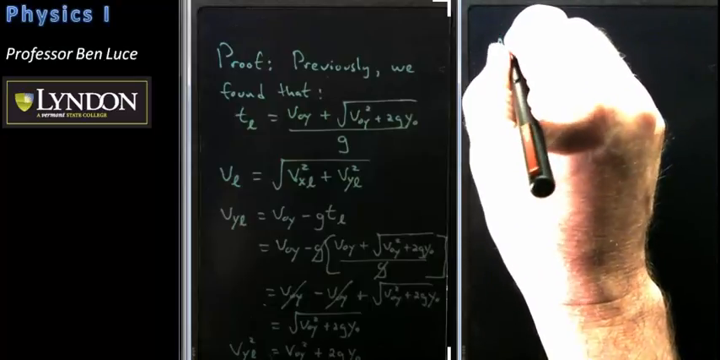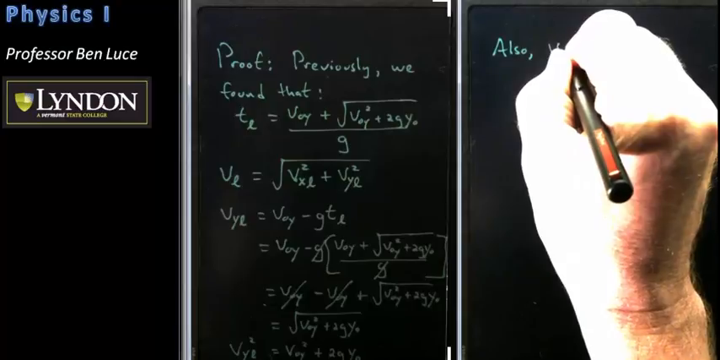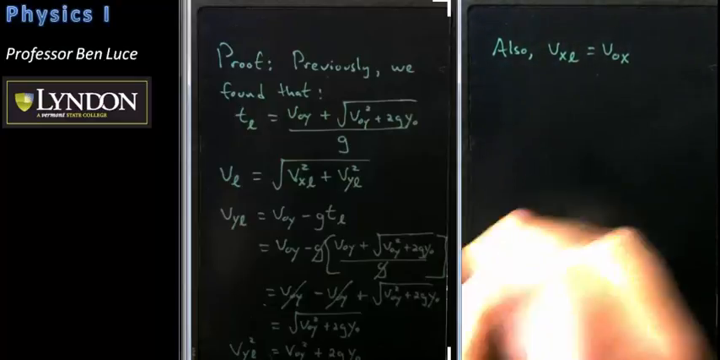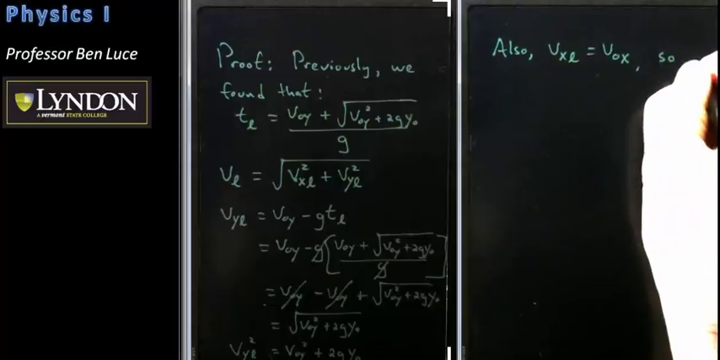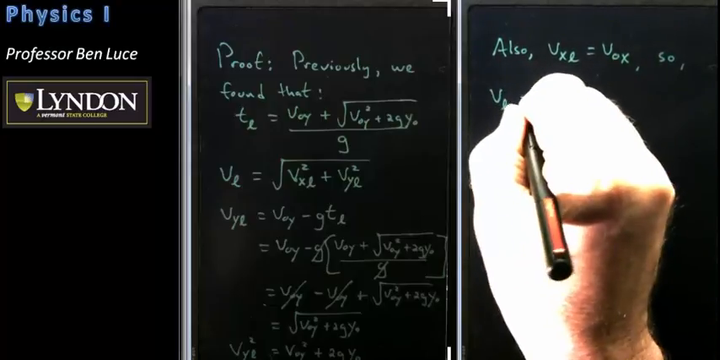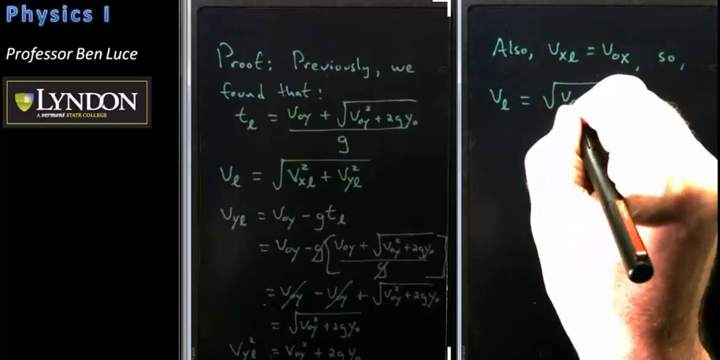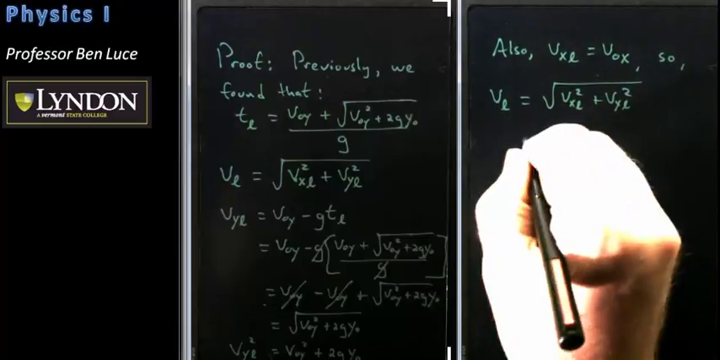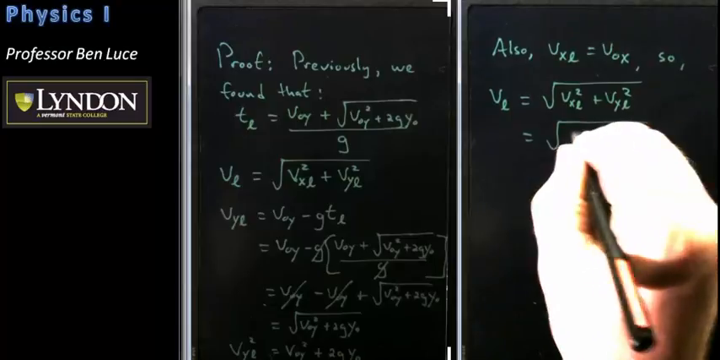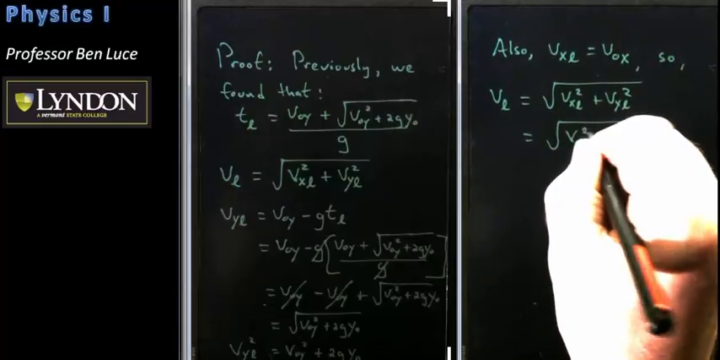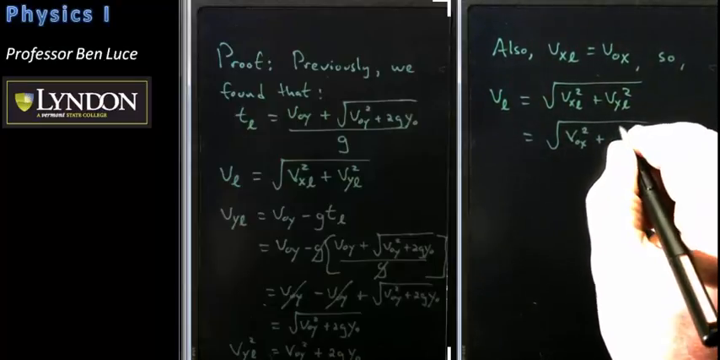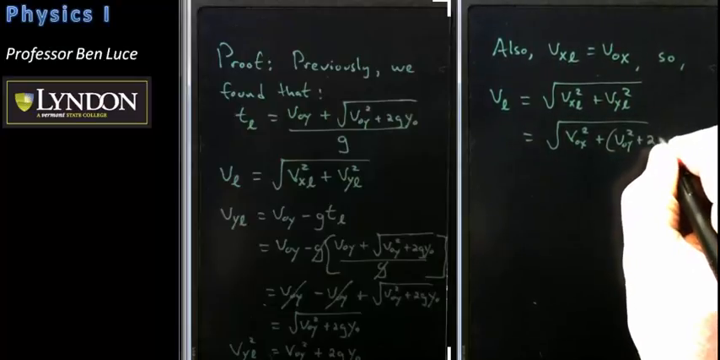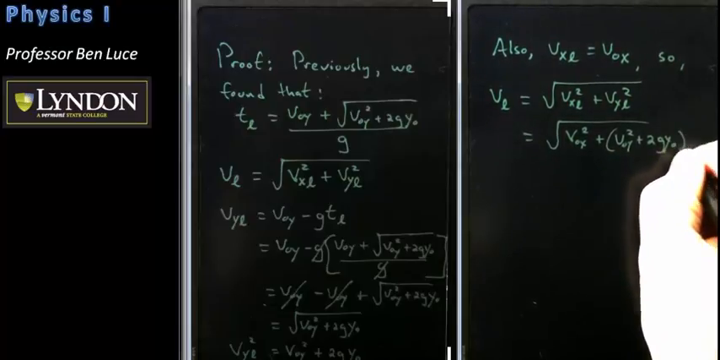Also, Vxl is just equal to V naught x. So VL, which equals all this, Vxl squared plus Vyl squared, reduces down to the square root of V naught x squared plus V naught y squared plus 2g y naught.